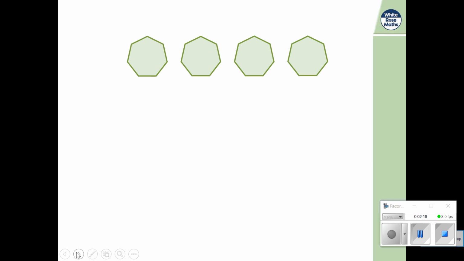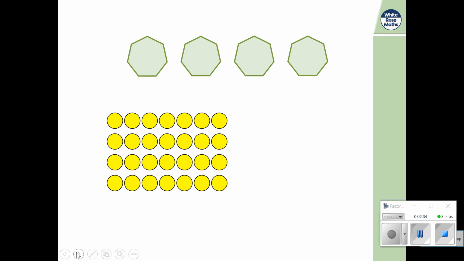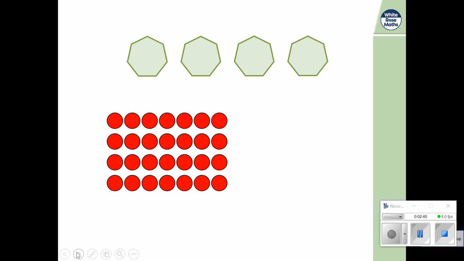Right, let's move on. Oh, here we go. We've got 4 heptagons again. And this time we're going to show this as an array. So it's a different representation. So I have got one row of 7, another row of 7, and another one, and another one. I have therefore got 7 columns and 4 rows. So 7 times 4 is 28, and 4 times 7 is 28. There you go.